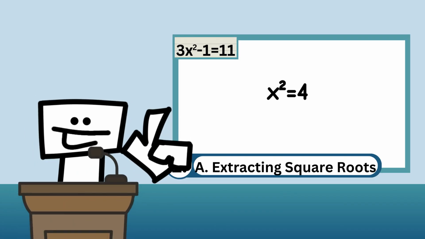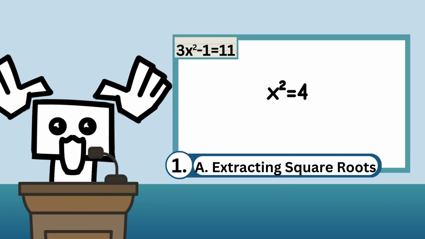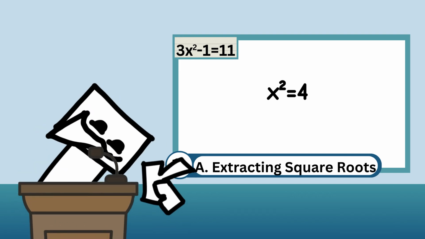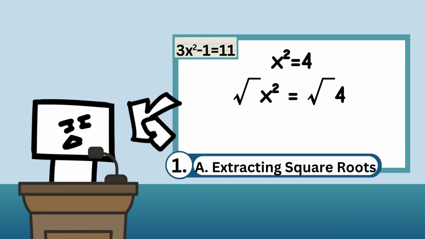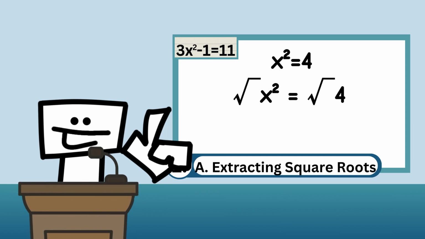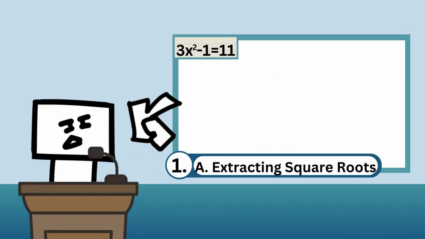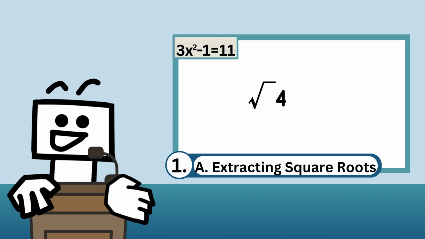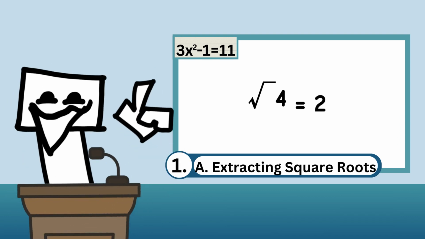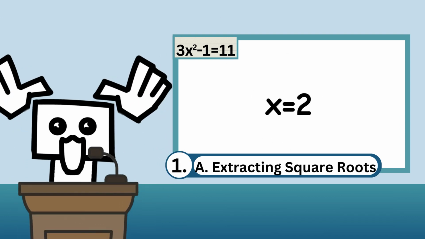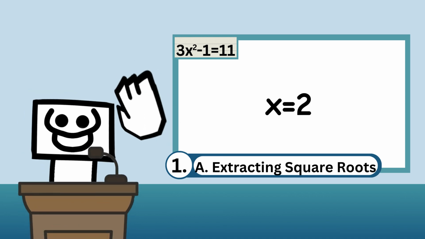So, what do we do now? It's simple. We extract the square roots. Let's put this rule to the test. Taking the square root of both sides will give us x equals 2. Since 4 is a perfect square, we can easily take it down to its root, which is 2. There's the final answer. Great job, everyone. Proud of you.